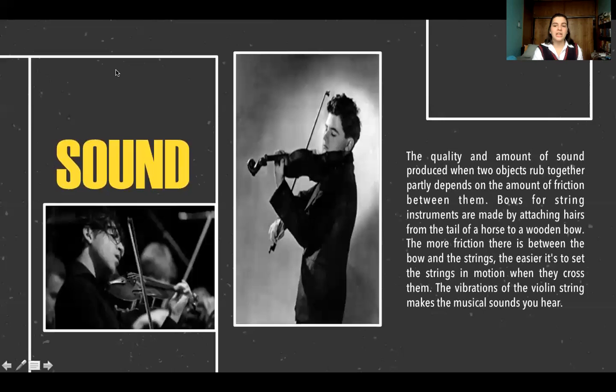Now sound. The quality and amount of sound produced when two objects rub together partly depends on the amount of friction between them. Bows of a string instrument are made by attaching hairs from the tail of a horse to a wooden bow. The more friction there is between the bow and the strings, the easier it is to set the strings in motion when they cross them. The vibrations of the violin strings make the musical sounds you hear.